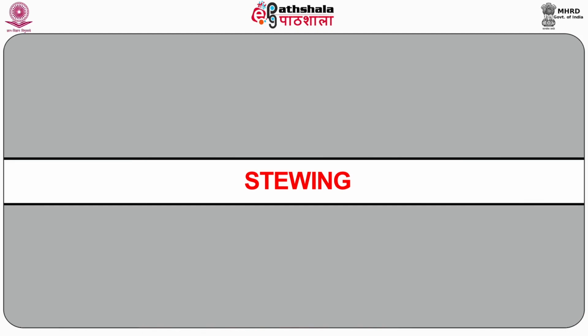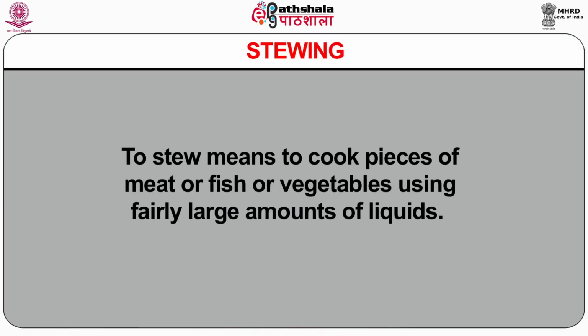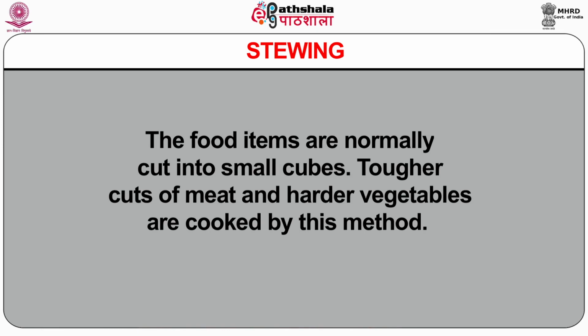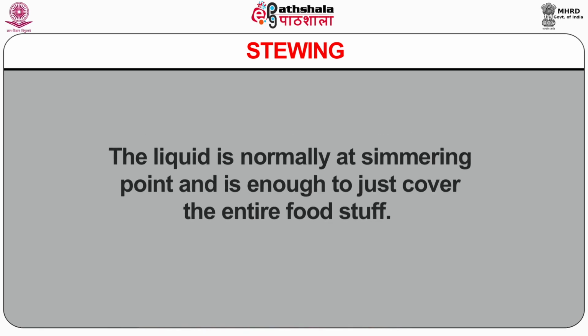Stewing, étuver. To stew means to cook pieces of meat or fish or vegetables using fairly large amounts of liquid. The food items are normally cut into small cubes. Tougher cuts of meat and harder vegetables are cooked by this method. The liquid is normally at simmering point and is enough to just cover the entire foodstuff.